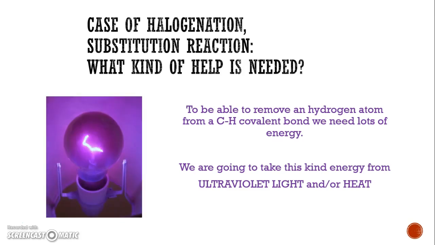To be able to remove a hydrogen atom from a carbon-hydrogen covalent bond, we need lots of energy, as I said before. We are going to take this kind of energy from ultraviolet light and/or heat. How does ultraviolet light work?